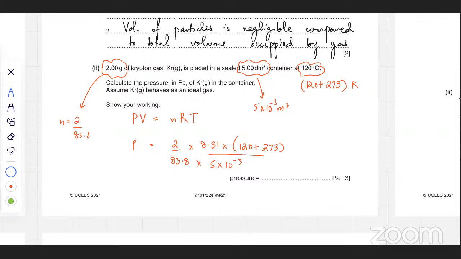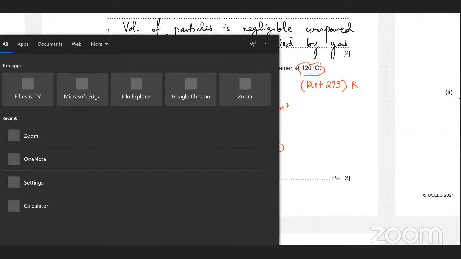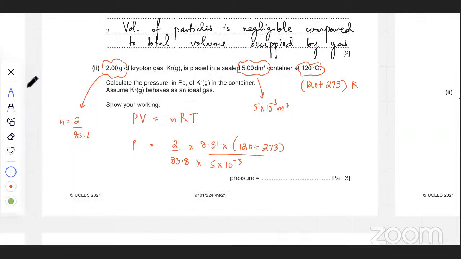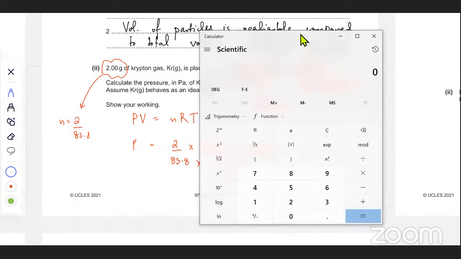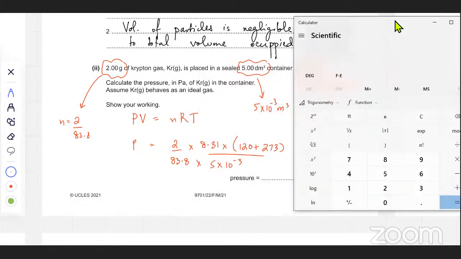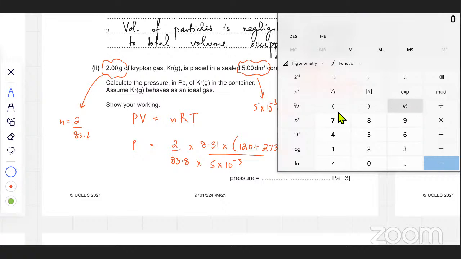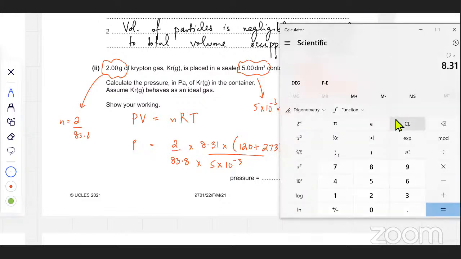So let me open a calculator. My calculator doesn't really work that well, so I'm going to probably check the answer in the mark scheme. This is a desktop calculator, and I'm going to try and use this one for calculations. Always use brackets. So it's going to be 2, multiplied by 8.31, and that's going to be multiplied by, again, I'm going to put brackets, 120 plus 273, and then close brackets.